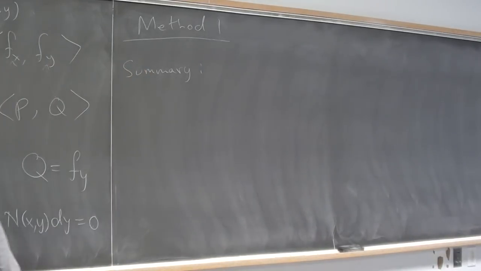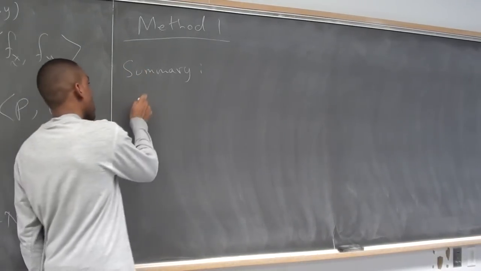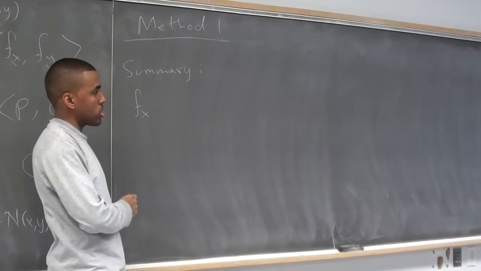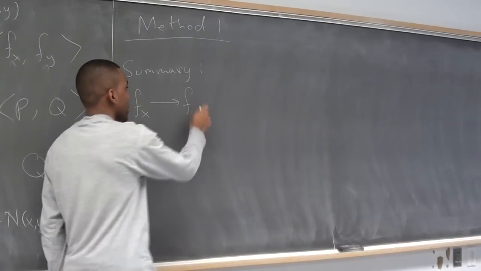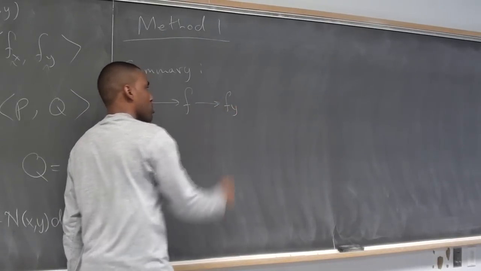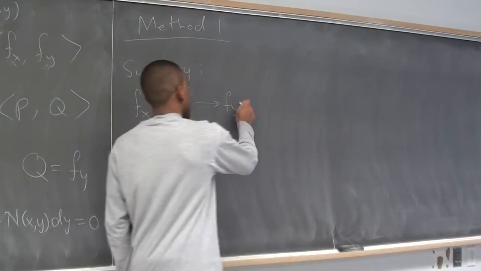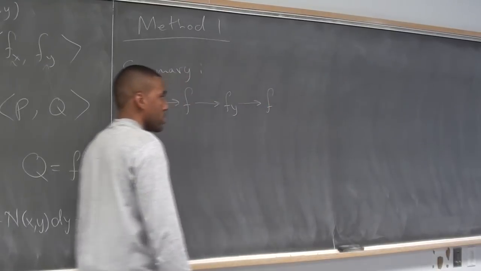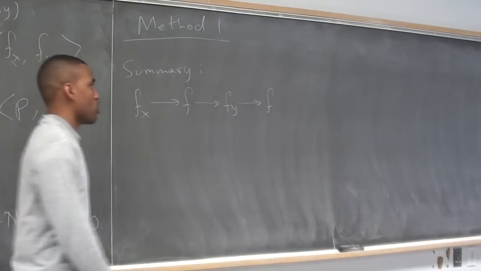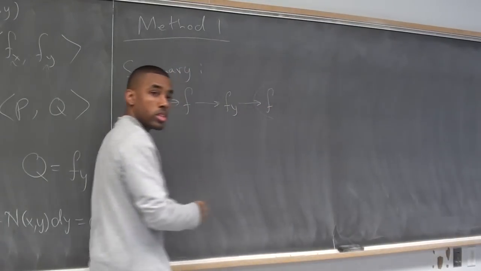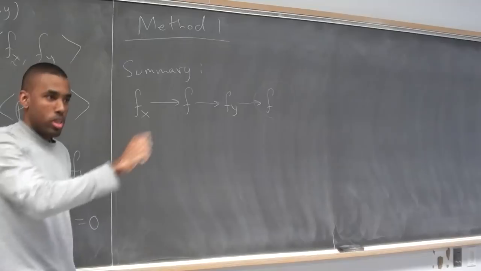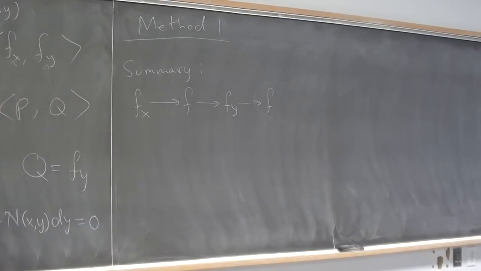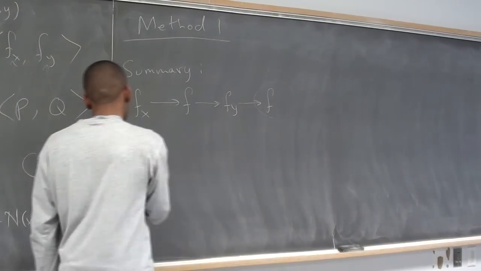The summary of the method is the following. You're going to start with one of the partials, like the partial with respect to x. You're going to integrate to get to f. Then you're going to differentiate to get to the partial with respect to y. Then you're going to integrate again to get to f. And then you're going to be done. Once you get to this step, that's going to be the function you're after. So you're going to integrate, differentiate, integrate again, and we're going to match up the constants, and then we'll end up with our answer in the last part. So let's actually do the example.